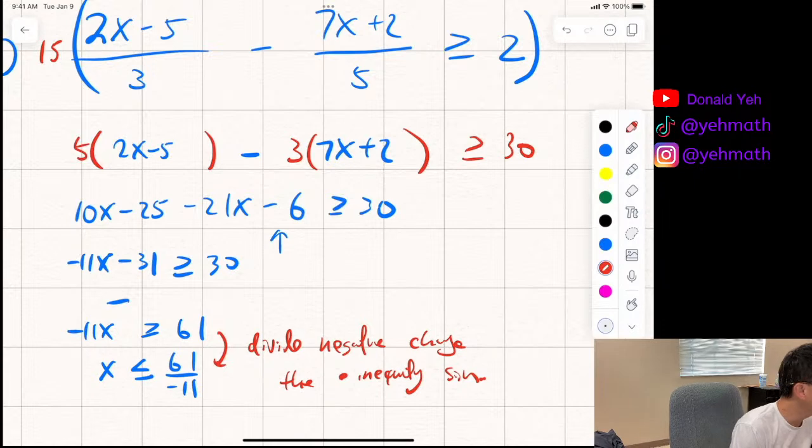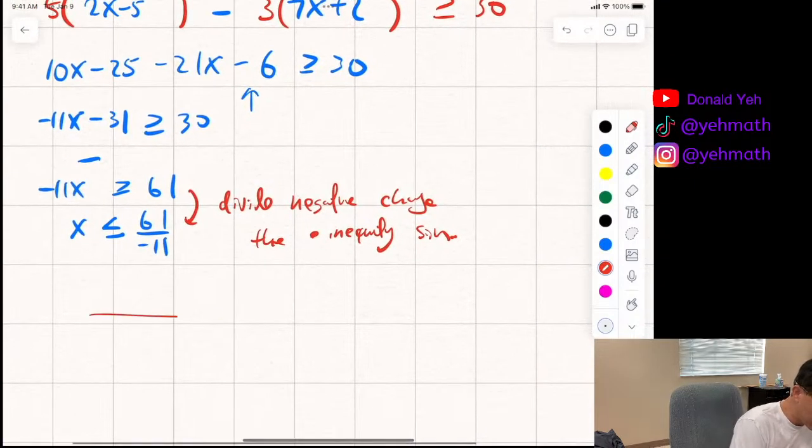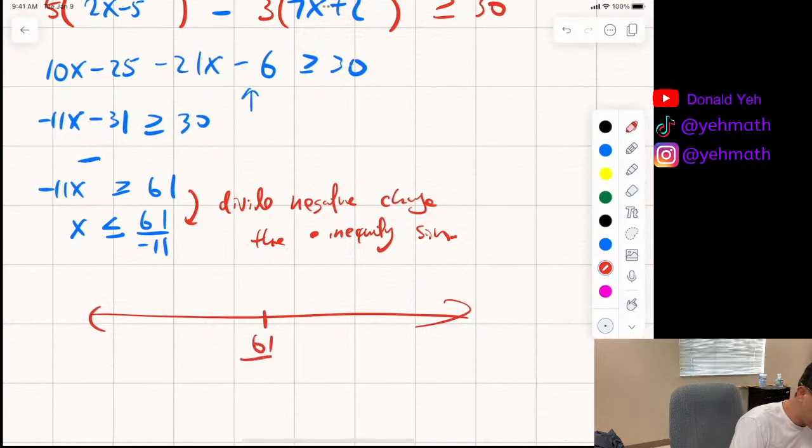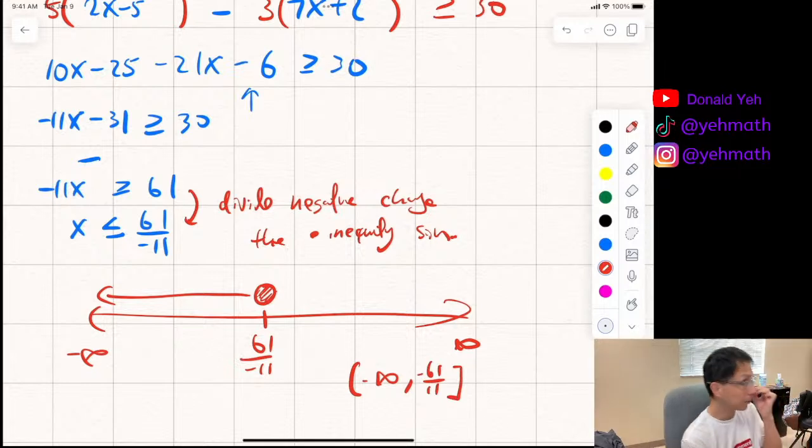Does that make sense? And then you have to graph it. Once you graph it, that's going to give you 61 over negative 11 and negative infinity. This is a circle, and we fill in the circle because it's less than or equal to. And that gives negative infinity to 61 over negative 11 with a bracket. And that's how you get this one.